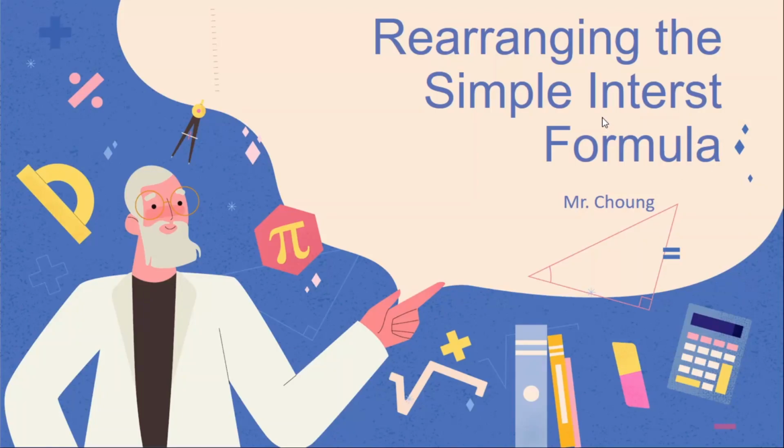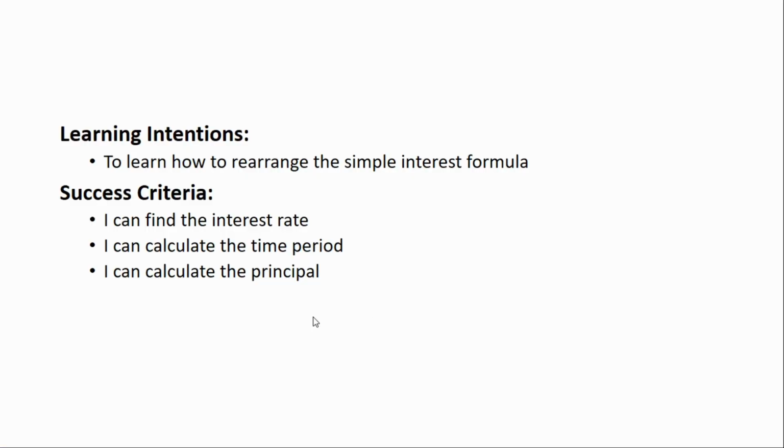In this lesson, we'll be learning about how to rearrange the simple interest formula. By the end of this lesson, our aim is to be able to find the interest rate, find the time period, and finally find the principal. Let's pause the video here and take a couple of minutes to write these down.